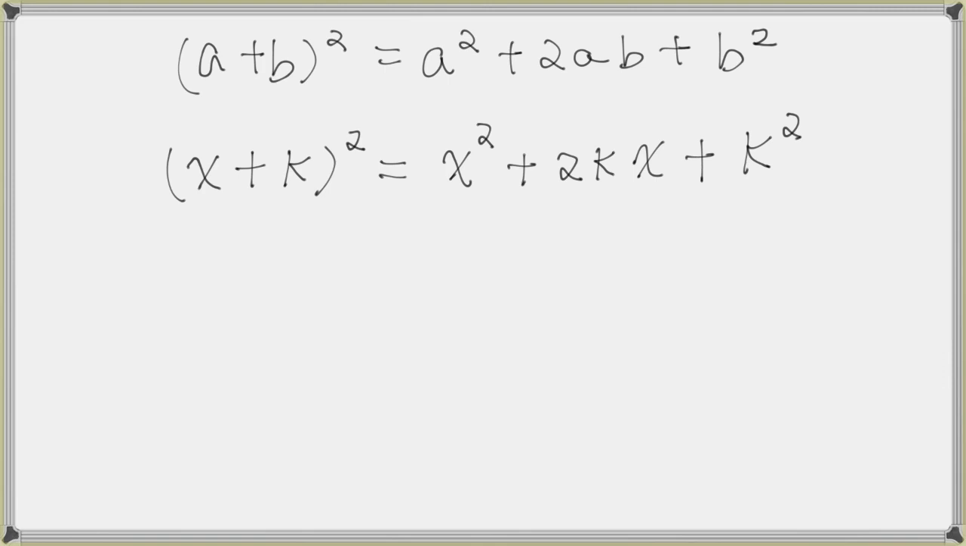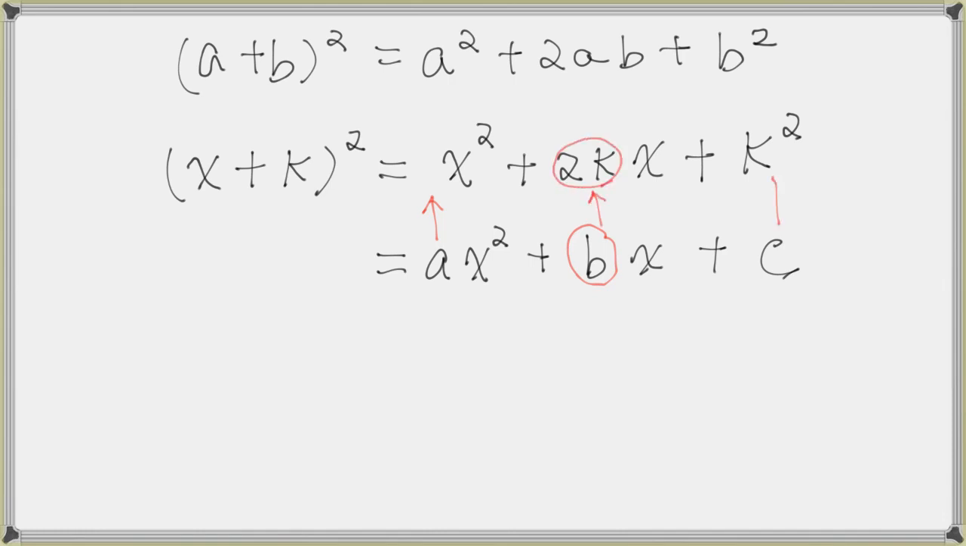Now let's compare this with our standard form quadratic. If we write it as ax squared plus bx plus c, what do we see here? We see a is 1 and b is this 2k, and this c is k squared.